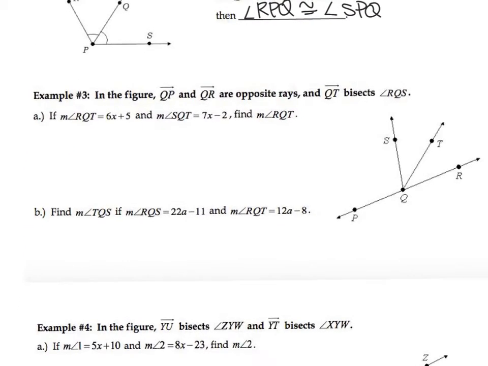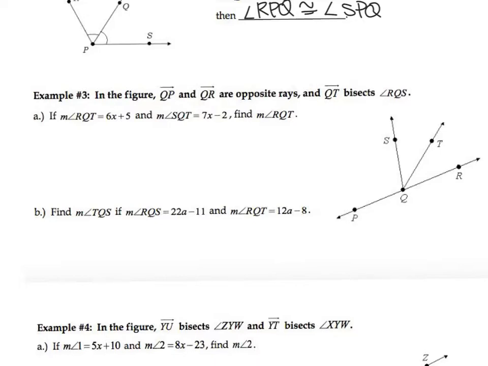In the first example, we know that QP and QR are opposite rays, and that QT bisects angle RQS. We're given the measure of angle RQT is 6x plus 5, and the measure of angle SQT is 7x minus 2. We want to find the measure of angle RQT. So let's label what we're given.